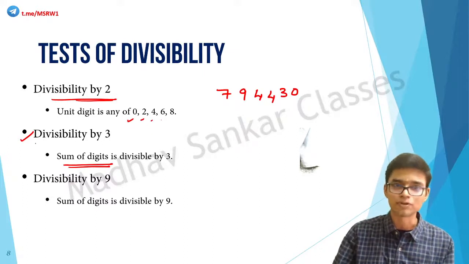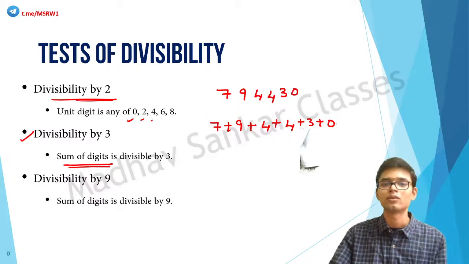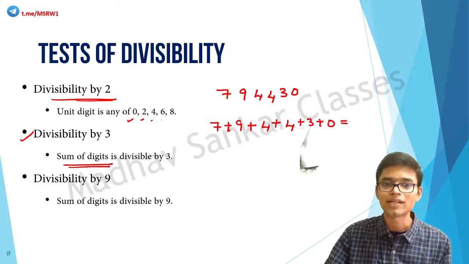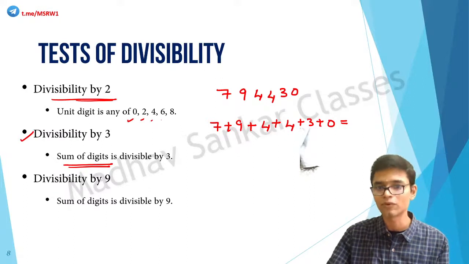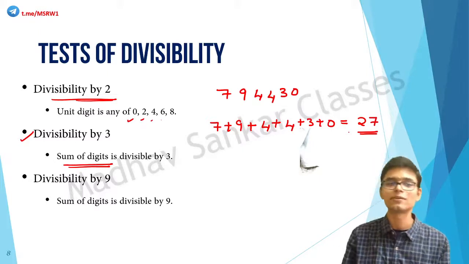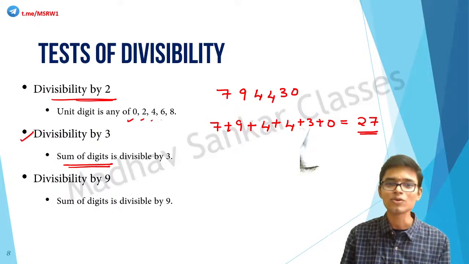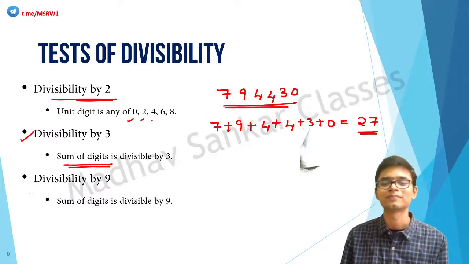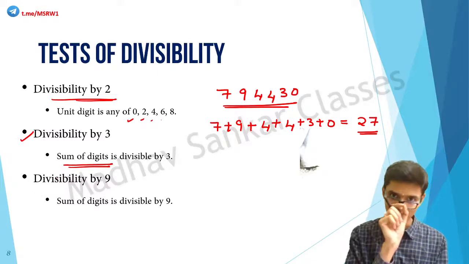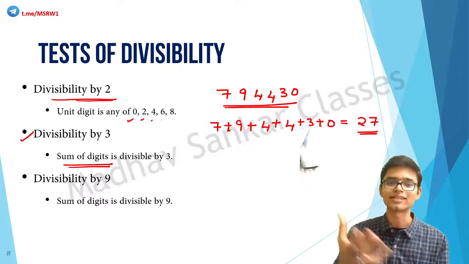So according to this procedure, we have to find the sum of digits. Sum of digits means 7 plus 9 plus 4 plus 4 plus 3 plus 0. What is this? 7 plus 9, 16 plus 4, 20 plus 4, 24 plus 3, 27 plus 0 is 27. Is 27 divisible by 3? Yes, you know that 27 is divisible by 3. So this number is divisible by 3. Understood? Add the digits together and see if the sum is divisible by 3. If it is, then the given number is divisible by 3.